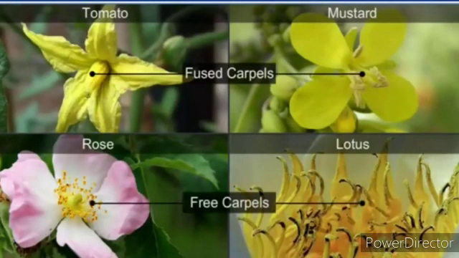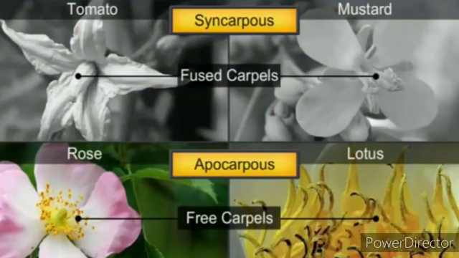When more than one carpel or pistil is present, they may be free. Example, lotus and rose flower, the carpels are free. That is called apocarpous. Apocarpous means carpels are free. Syncarpous means carpels are fused. When many carpels are present, more than one carpel or pistil, and they are united, that is called syncarpous. Example, mustard and tomato flower.